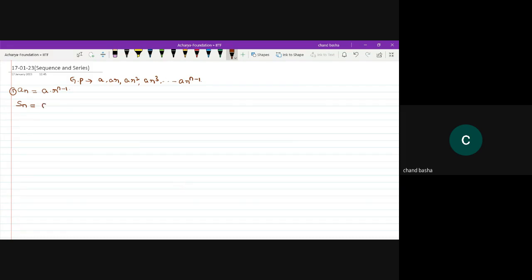Sum of n terms of GP, where a is the first term. If you want, you can take A1 as the first term: A1 times 1 minus r power n divided by 1 minus r. And the sum of infinite terms of GP, the third formula, is equal to A1 divided by 1 minus r. These are the three formulas I have given. This is the first term A1, the second term A2, the third term A3, the fourth term, and so on, and this is the nth term of GP.